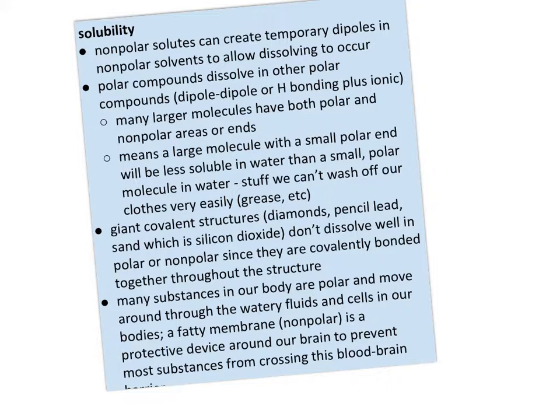So many large molecules actually have both a polar and a nonpolar end, but if the large molecule is mostly nonpolar and only the one end is polar, like an OH group attached to the end, then it's only going to be slightly soluble. That's why it's hard to say something is or isn't soluble, because sometimes it's slightly soluble. So this is often the case with stuff we can't wash off our clothes very easily, like grease. It's a mostly nonpolar molecule with just a very small polar end.